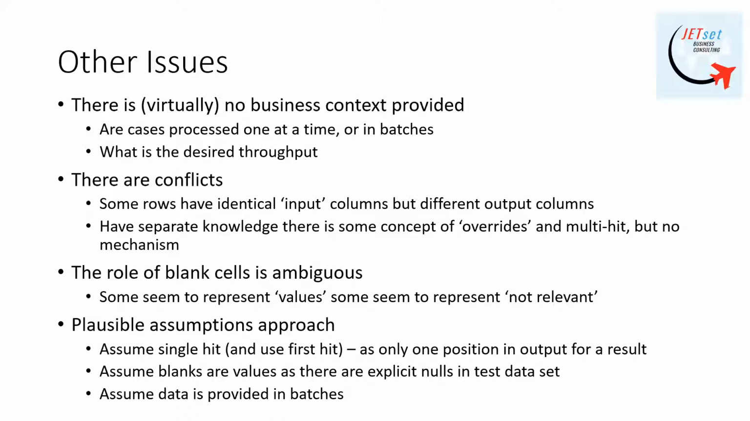So the assumptions which I made, and I think other people either explicitly or implicitly made, are that we're dealing with a single hit table, and we have to do that because we've got only one position in our outputs to actually give a result. So even if we built a multi-hit table, we'd only be able to return one of the hits anyway. To assume that the blanks are values, because in our test data set, we're actually given blanks within the data set. There are explicit nulls, so we'll treat blank as a value. And we'll assume that data is provided in batches, because that's the way the test file is set up. We have our 10 test cases in a single file.